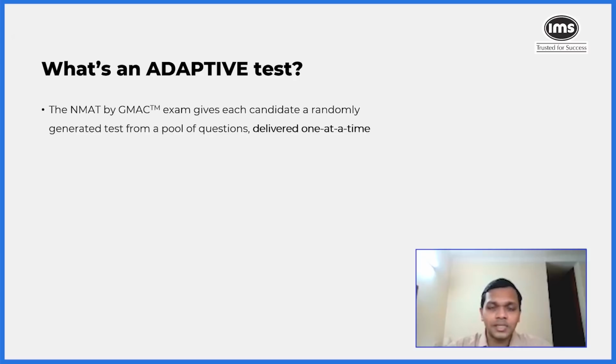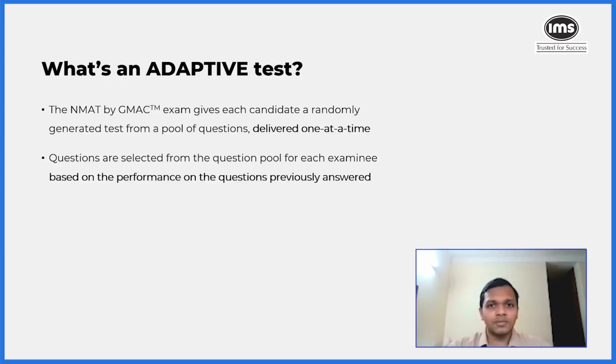So what NMAT does is that it picks questions from a pool of questions. And these questions that you're getting, which are collected from a pool, will be delivered one at a time. So you will not be able to see all the questions in one go, but you will see one question at a time. Now, the way they pick questions depends on how you are answering the previous questions.